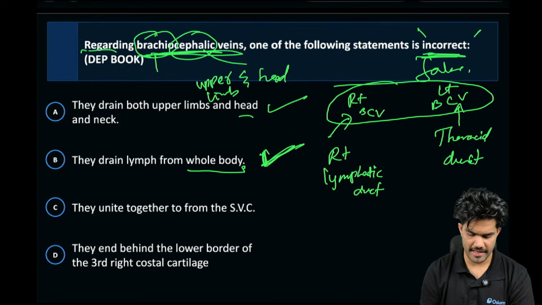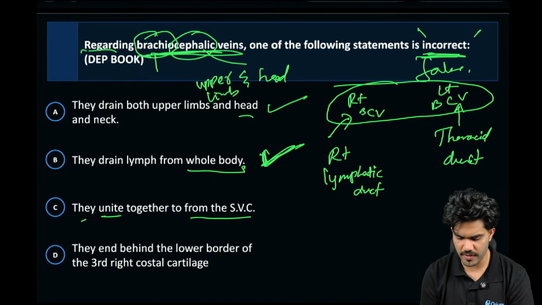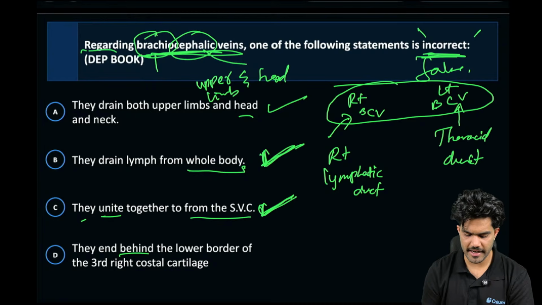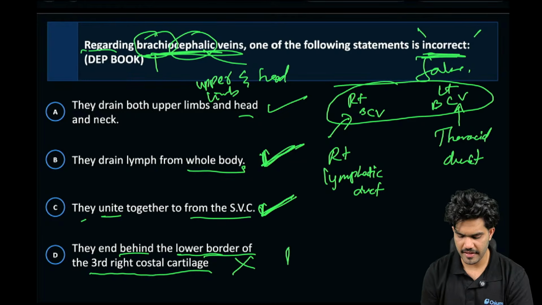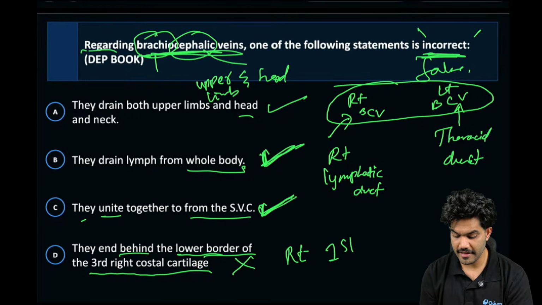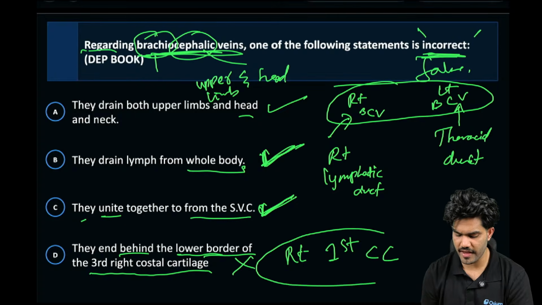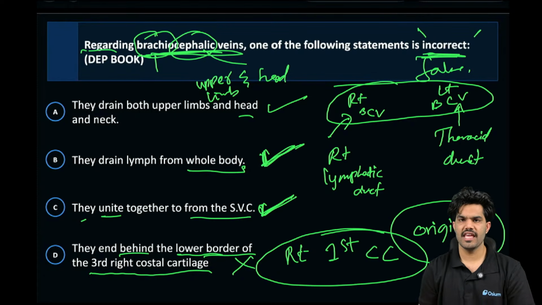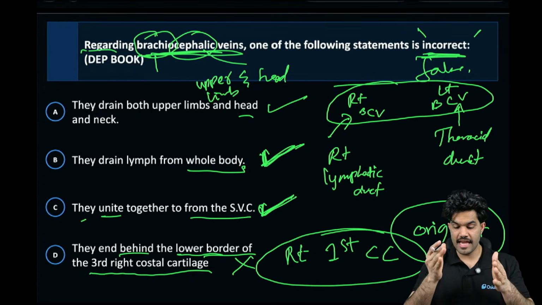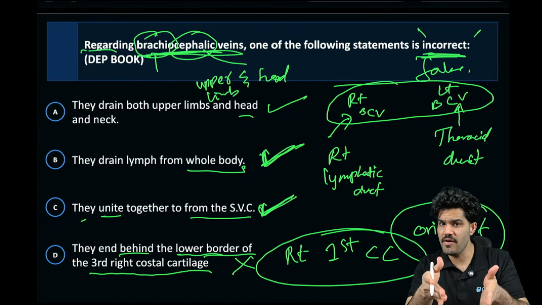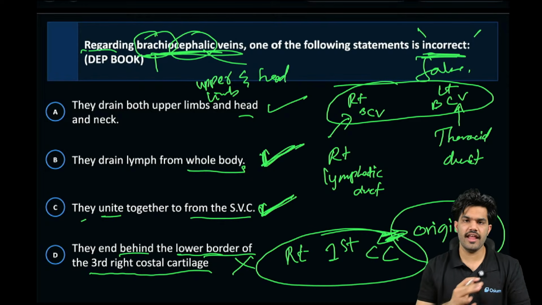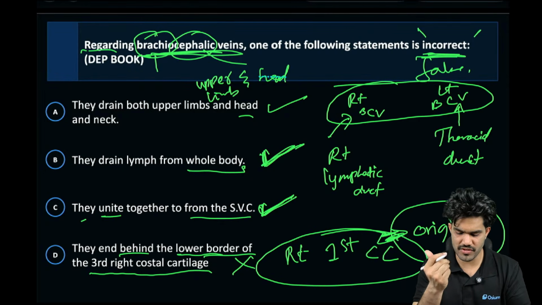Yes, this is true. They unite together to form the superior vena cava. Yes, this also I have explained. They end behind the lower border of the third right costal cartilage. Wrong. They end at the origin of SVC. See, anatomy is very easy if you know the correlation. The ending of the brachiocephalic vein is the same as the origin of what? Superior vena cava. If you study anatomy this way, anatomy is like a piece of cake.